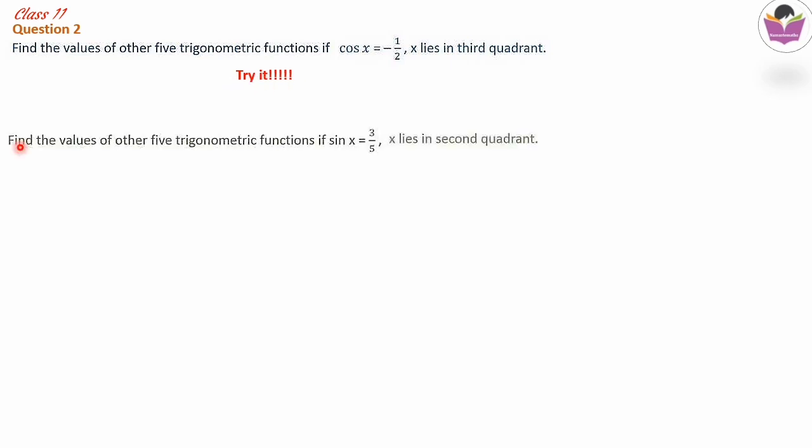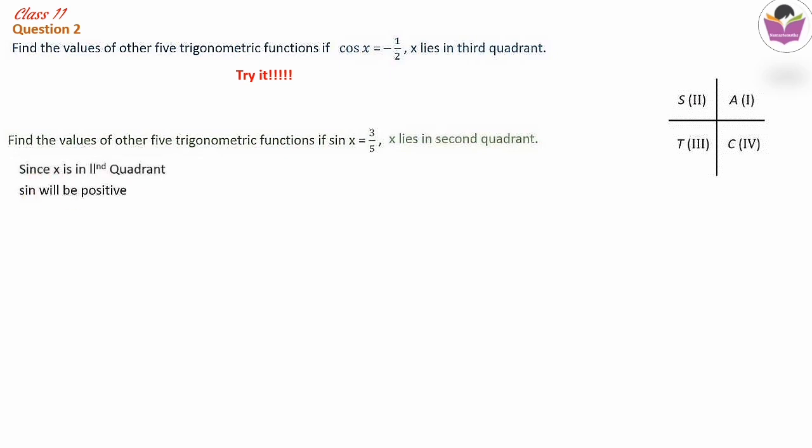Then the second part, find the values of other 5 trigonometric functions if sin x is equal to 3 by 5, x lies in the second quadrant. Here the sin x value is given to us and it is in the second quadrant. Since x lies in the second quadrant, sin and cosec will be positive. The remaining trigonometric functions will be negative. So sin and cosec, keep it in mind. Since x is in the second quadrant, sin will be positive. So the given sin value is 3 by 5.